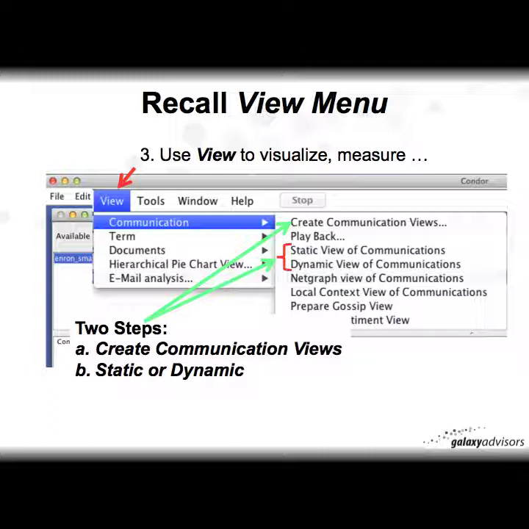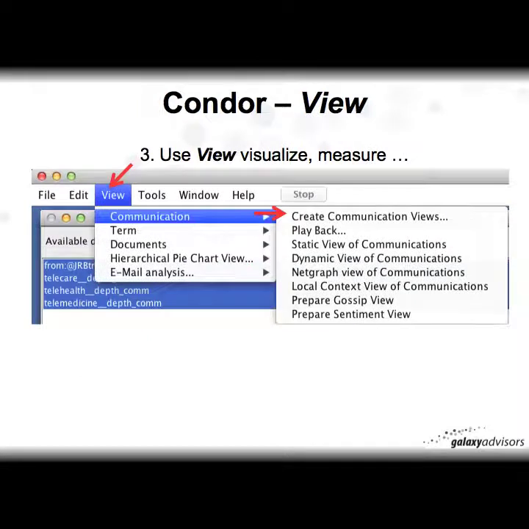So now we're going to use the View command to visualize, measure and help analyze this Twitter network. So again, it's a 2-step process. The first step is to click View Communication, Create Communications View, and then you're going to come back and say View Communication, and you're going to select either the static view of communications or the dynamic view. In this case, I'm just going to click the static view. You could select dynamic if you've been doing this over time. Most likely you're going to have 2 or 3 days of tweets in here, so you could have selected dynamic, but for my example, I'm just going to select static to see the entire Twitter network here.